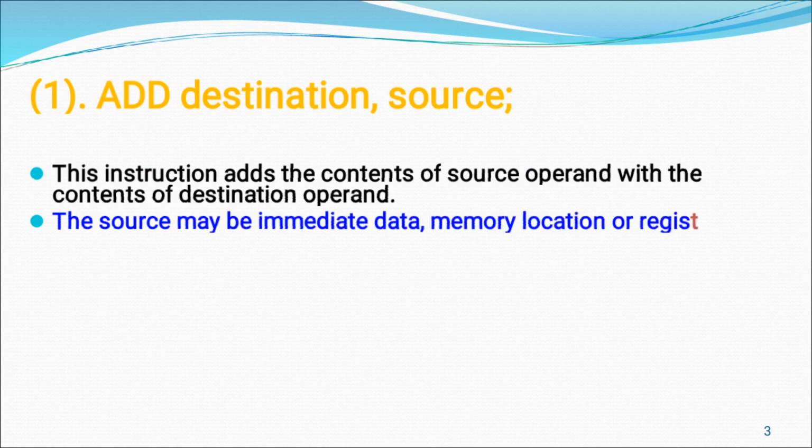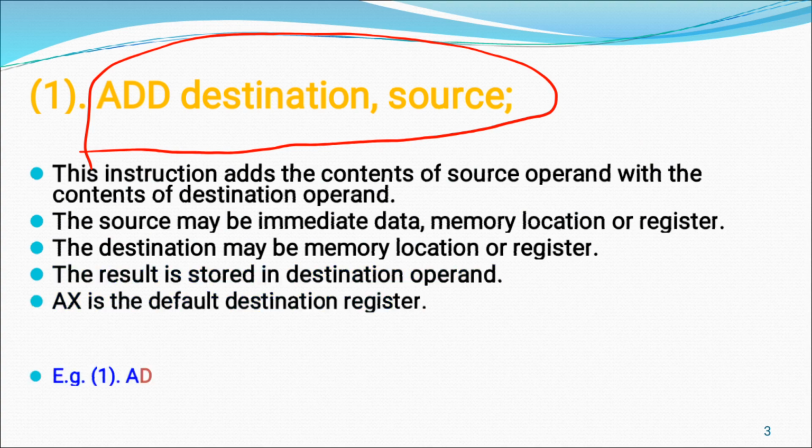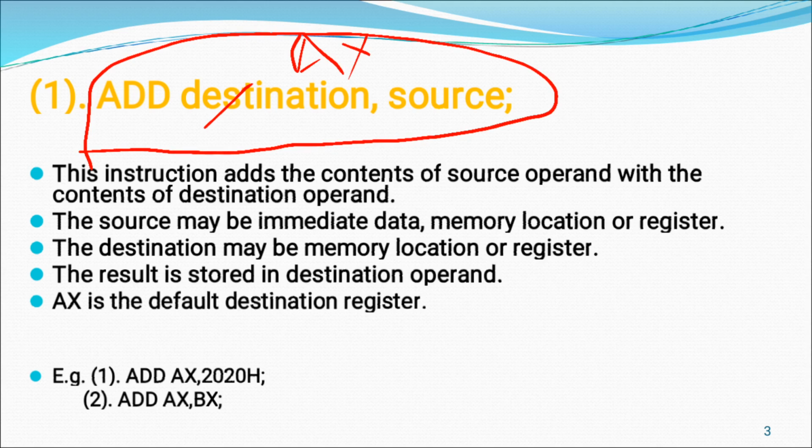This is the template of the addition instruction: ADD destination comma source. Here the source can be direct data, a memory location, or an internal register. The destination is always the AX register. Let us take these two examples.